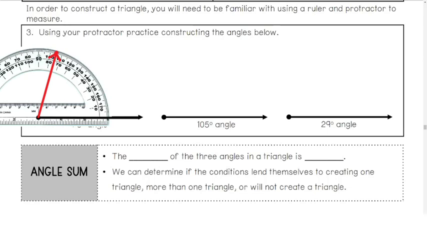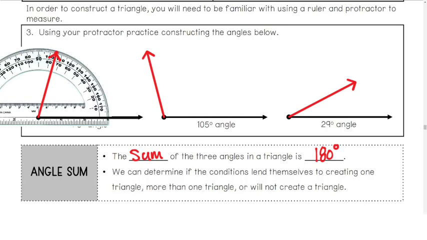I then would take the protractor and do the exact same thing for the next 2 angles, which in this case is 105 degrees. That's greater than 90, so I know that it's going to come over in this region here. If I were able to move the protractor over, I would, but I already moved it and used it, so here's what 105 would look like, and then 29 degrees would look like something like this.